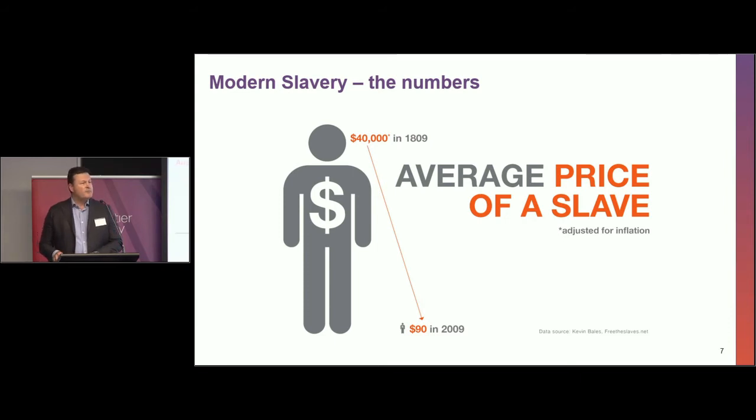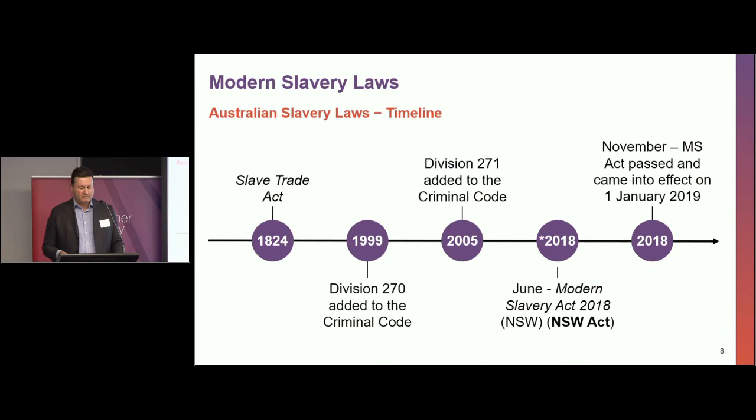So where do our laws come from? Back in 1824, slavery was illegal. So it's not a new thing. The criminal code introduced other concepts of slavery, which outlawed those and made those illegal.